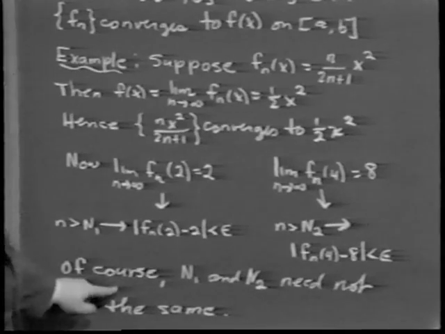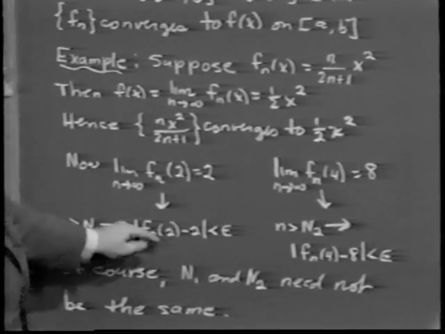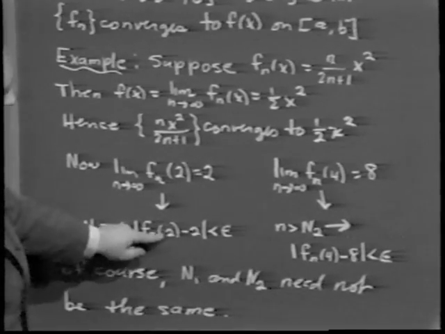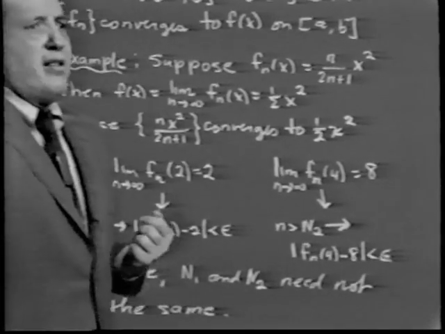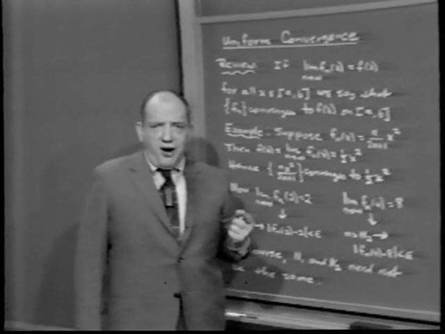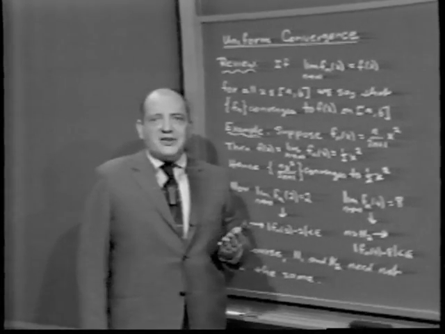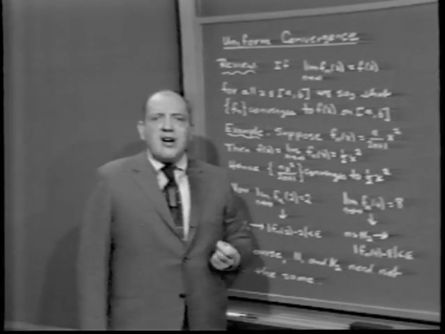The key point is that N1 and N2 can be different. In other words, you may have to go out further to make one difference less than epsilon than you do to make the other difference less than epsilon. You see what's happening here, and we're going to review this in writing in a few minutes so that you see it in front of you. What happens here is that for different values of x, we get different values of n.